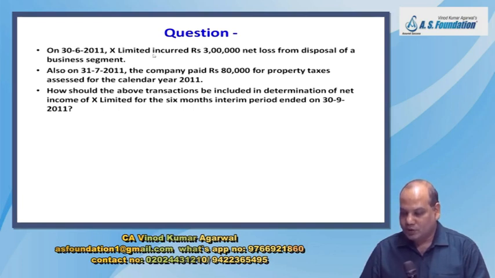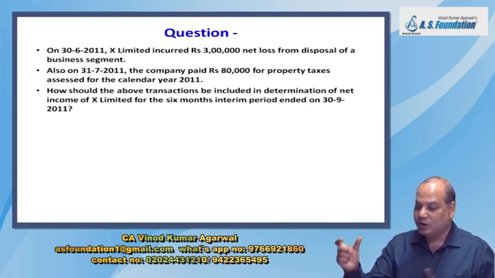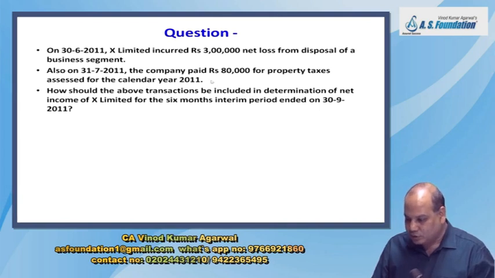Very simple. First you will say that this loss of 3 lakh rupees is a specific loss incurred on 30th June. This will be fully recognized in the first half year, the first interim period. In this question, one interim period is of 6 months, not 3 months. Every time it is not a 3 months problem. So this will be recognized as an expense of that interim period only, matter closed. What about this property tax? Property tax is paid for the full year.